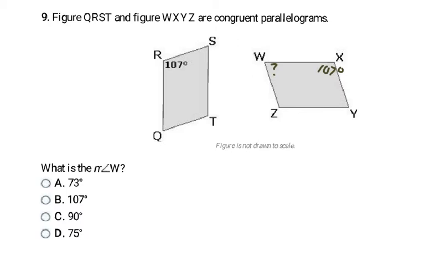I know that consecutive angles add to 180 degrees. So I need 107 plus what gives me 180. So I'm going to take 180 minus 107, and that leaves me with 73 degrees. So that means W is 73 degrees, so my answer here is A.